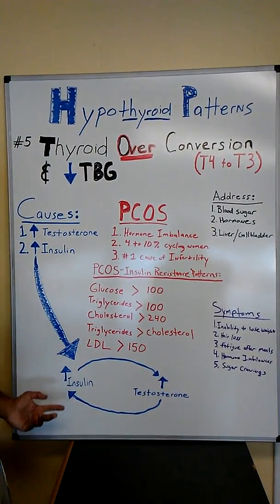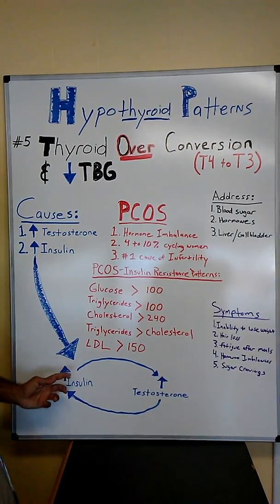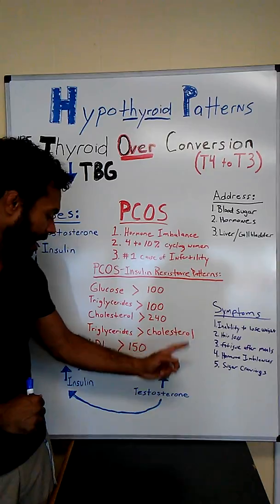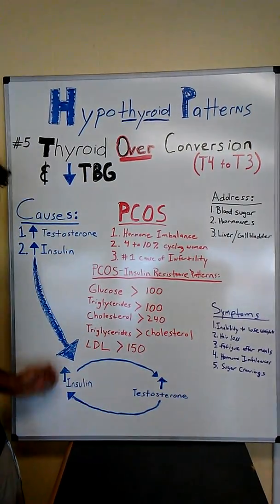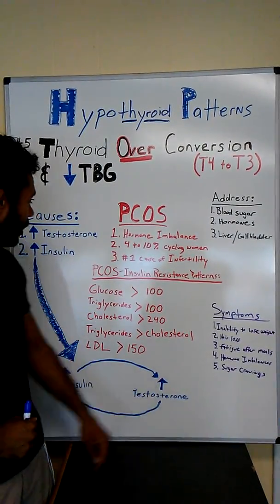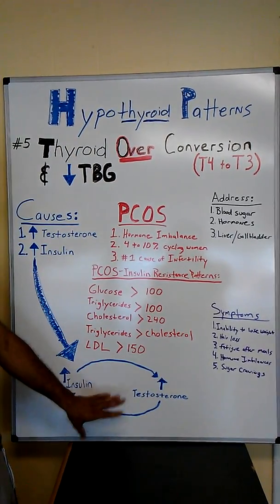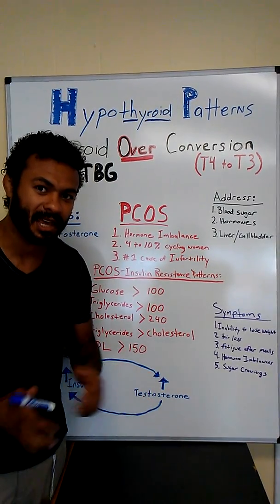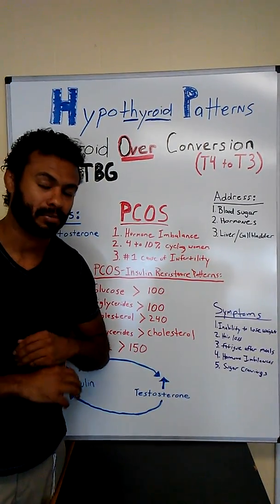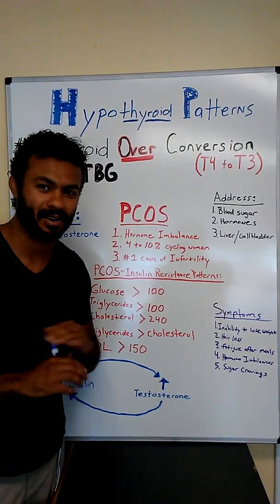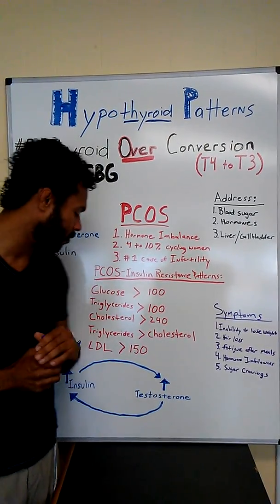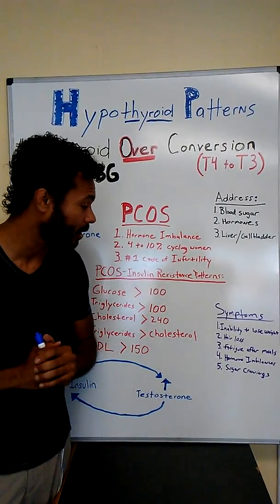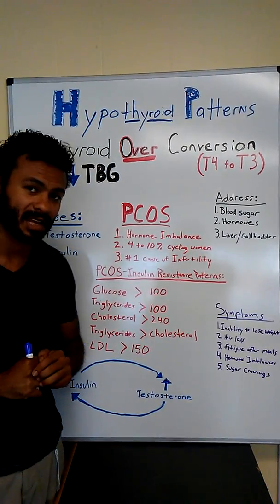Now, there's a vicious cycle that goes on. When insulin goes up, testosterone also goes up, and when testosterone goes up, insulin goes up. It's a vicious cycle connected to this whole pattern. You would think that just by changing the diet and cutting out the carbs, the problem would be over, and we'll talk about that in a second. Diet will play a big role, but there are some things you have to do before you can correct this pattern.